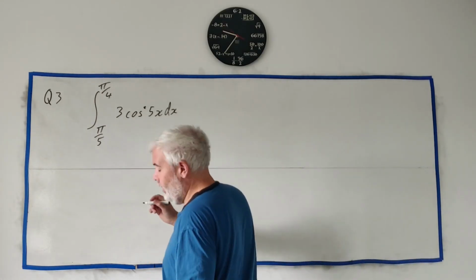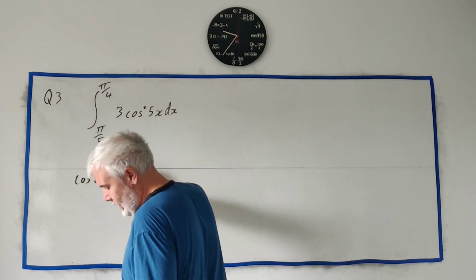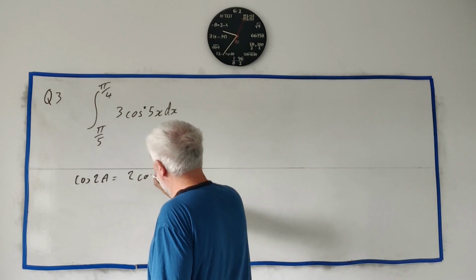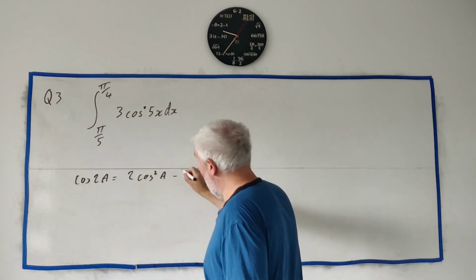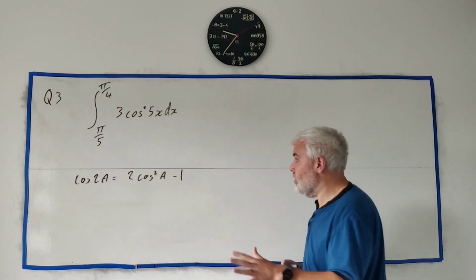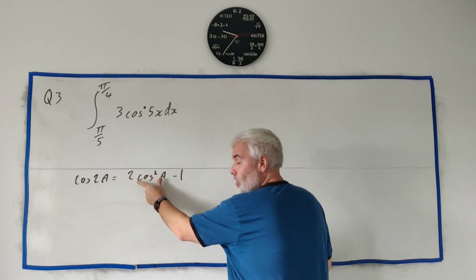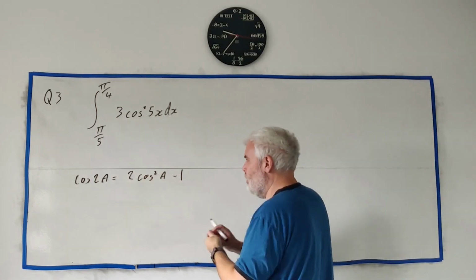Let me write it down here. We're told that cosine of 2a is equal to 2 cosine squared of a minus 1. So we are given this expression in our formulas. If we rearrange this, we would get something that would replace a cosine squared. So let me rearrange this.